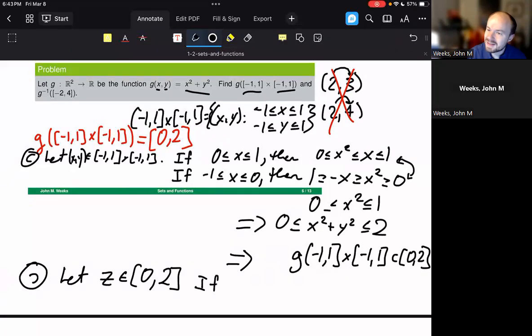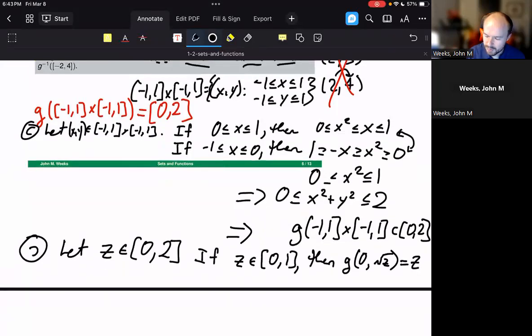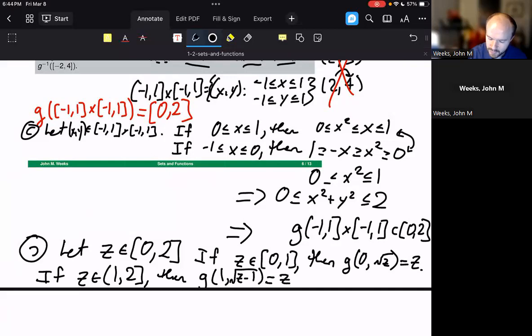Let's see if something like that is possible. Well, I might try and split this up a little bit. Let's do it like this. If z is inside of the set going from 0 to 1, then g of square root of z, 0 is going to be equal to z, and I can just use the proof to do that. However, if z is inside of the set from 1 to 2, then I could be using g of 1, comma, and then z minus 1 square rooted, and that's going to be equal to z as well. And then that's enough for me to show both directions there.